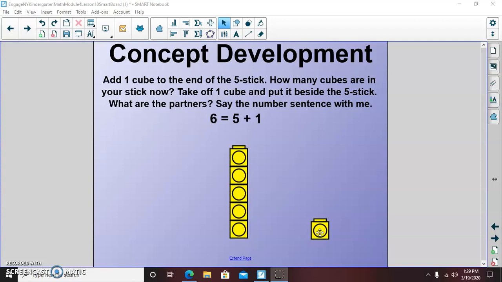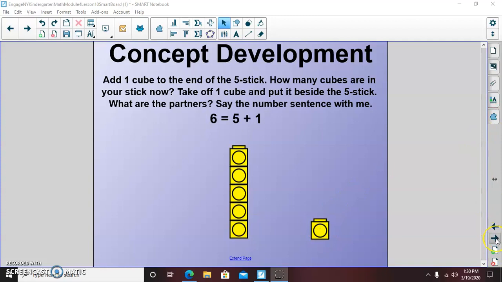Yes, very good. So this is a little bit tricky, but we're going to start to write some number sentences. So remember, our number sentences start with our whole equals our part plus our part. So our whole we said was 6, and that equals this part and this part added together. So let's count this part just to double check. 6 equals 5. 1, 2, 3, 4, 5 plus 1.